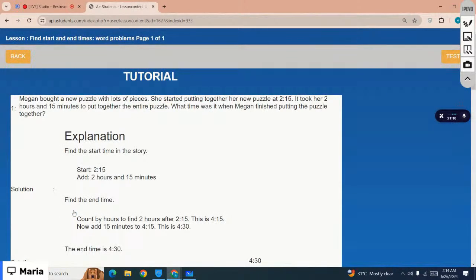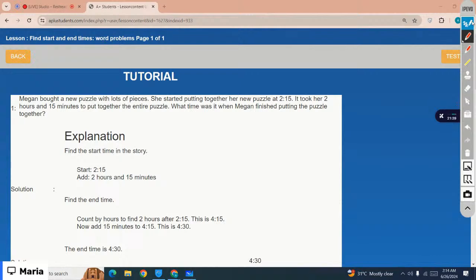Megan bought a new puzzle with lots of pieces. She started putting together her new puzzle at 2:15. It took her 2 hours and 15 minutes to put together the entire puzzle. What time was it when Megan finished putting the puzzle?